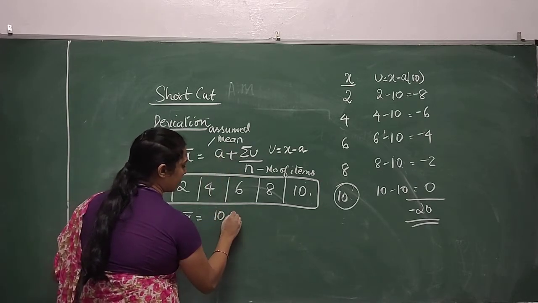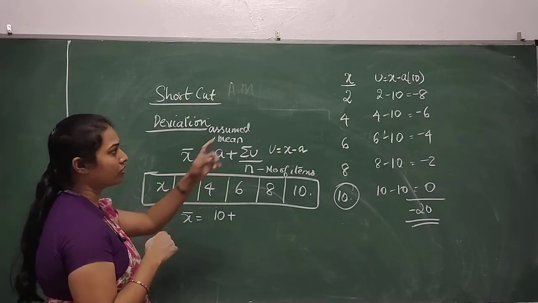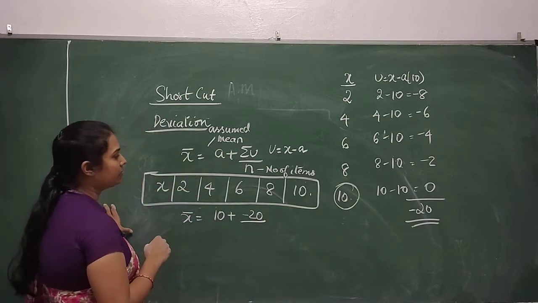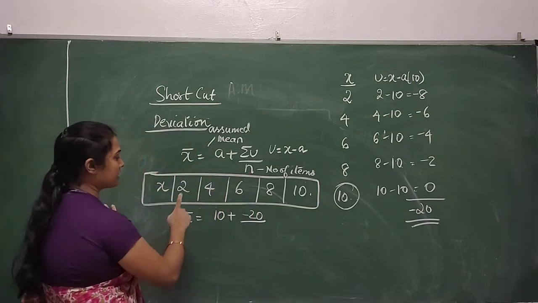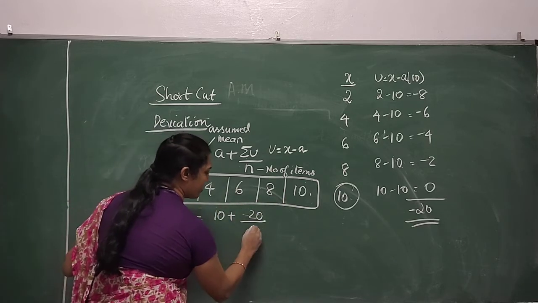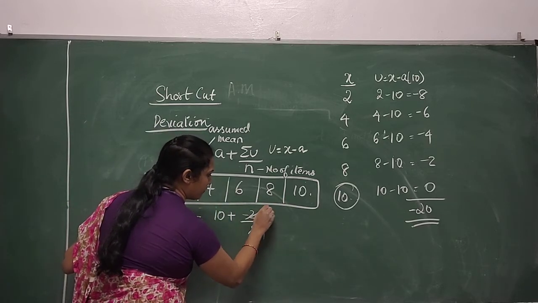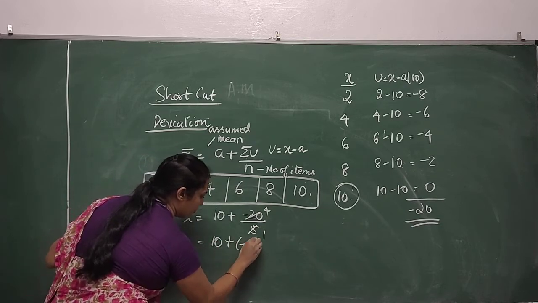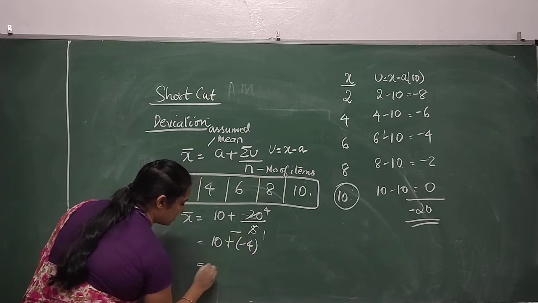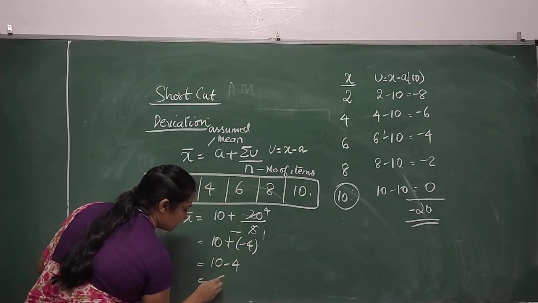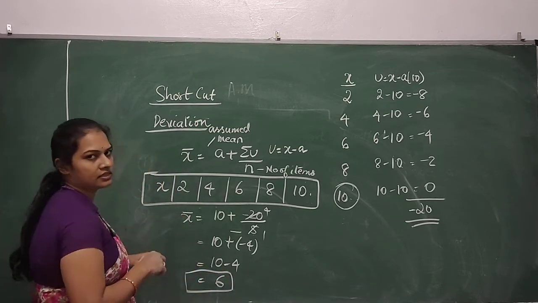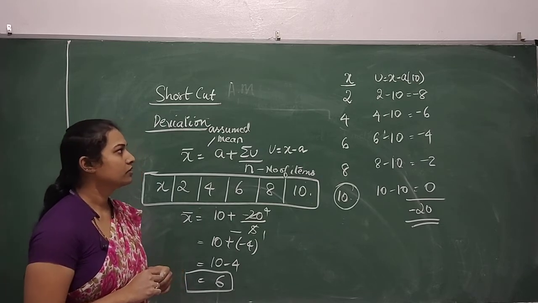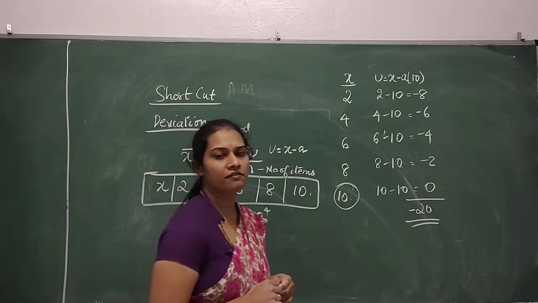So coming back to your formula, x bar is equal to, what is a? 10 is a, plus sigma u, which is nothing but the total of the u column, minus 20, divided by n. What is n? The number of items, that is 1, 2, 3, 4, 5. 5 items. So 5 fours are 20. That is 10 plus minus 4. Plus into minus gives you minus. So 10 minus 4 gives you 6. So your final answer is 6. So this is under your deviation method. Hope you all understood what the deviation method is.